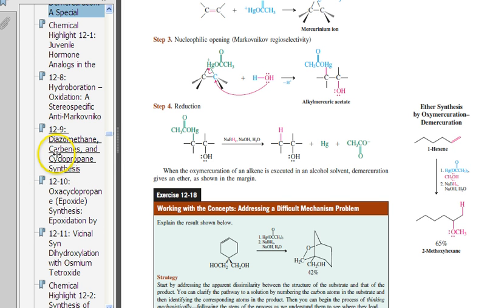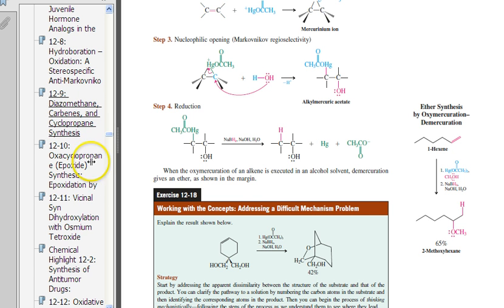Have we talked about carbenes? I think so. Let me see. He took out a lot of stuff since it's going so fast. We're not doing a lot of sections. It says to skip 12-9. Yeah, if that's the. Never mind.